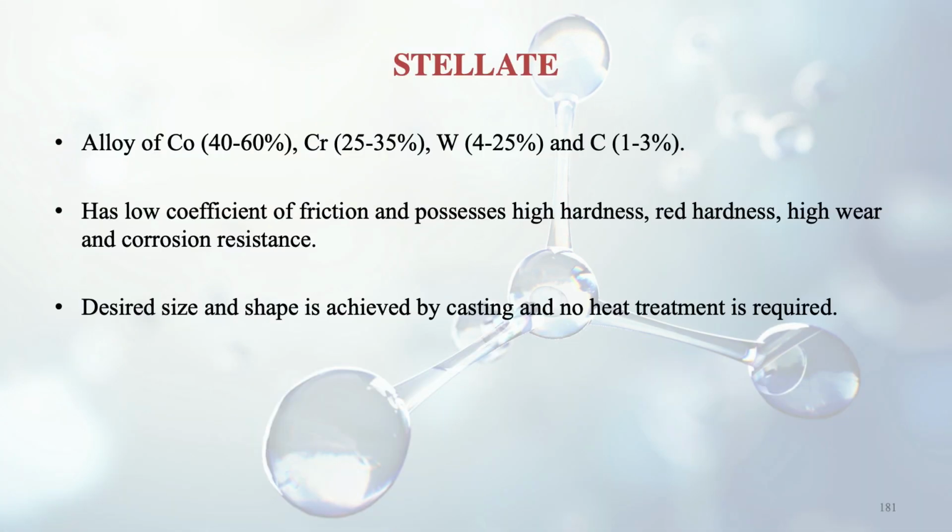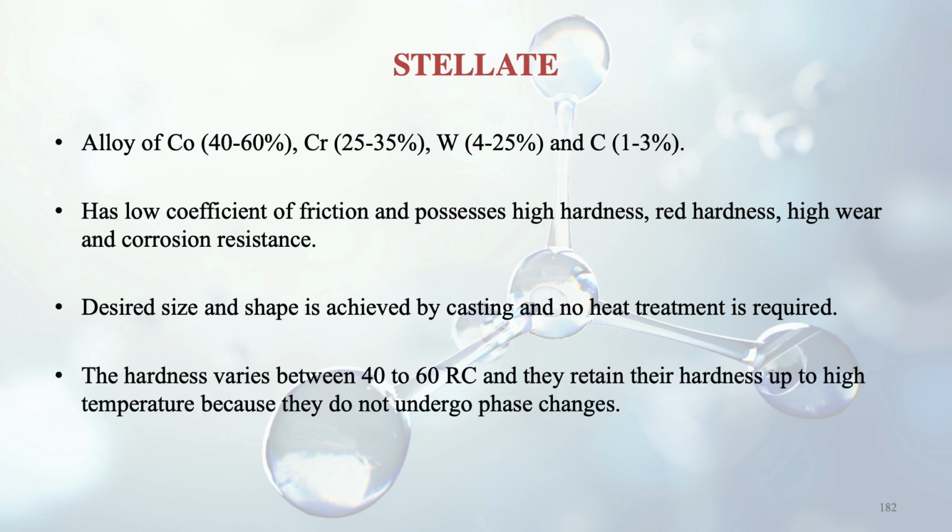Their desired size and shape is achieved by casting, and no heat treatment is required in the production of these types of tool alloys. The hardness for these varies between 40 to 60 RC, that is Rockwell hardness, and they retain their hardness up to high temperature because they do not undergo phase changes. So this is a very important property in case of tool alloys. They do not undergo phase changes, so their hardness is retained even at high temperature, and they can be used for cutting different things at high temperature also.